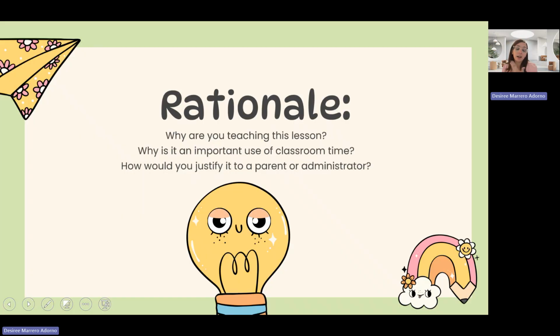Rationally, why are we teaching this lesson? Why is it important? Use of classroom time, how I would justify this to a parent or my administrator. Given my experience, this year I'm teaching first grade, but in other years I have taught math in first, second, third, fourth, fifth grade, and sixth grade. And if they don't really understand this place value well, they're not going to understand the amount of each quantity. They're just going to see the symbol in there, but they don't understand.